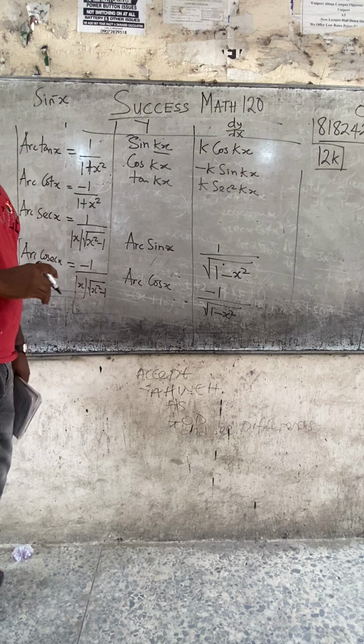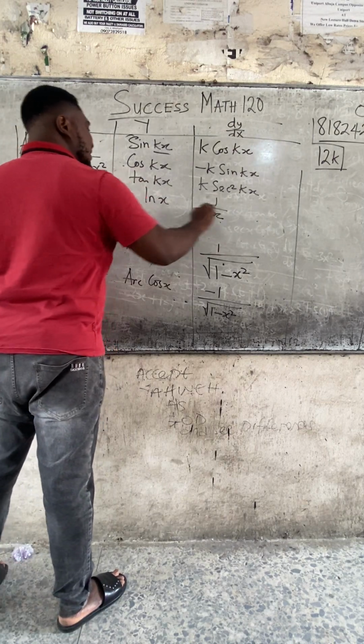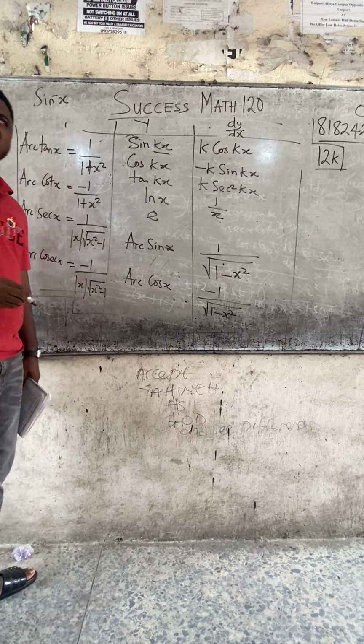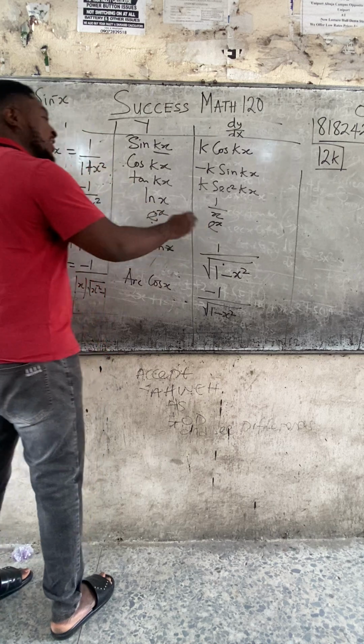Now let's introduce natural logarithm. Follow me. Differentiate ln x, you have 1 over x. Let's introduce exponential e. Differentiate e raised to power x, you have e raised to power x. This is the simplest thing they will ever ask you in the exam.